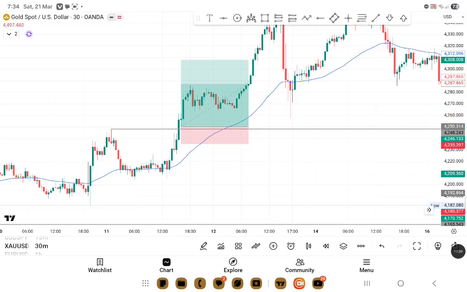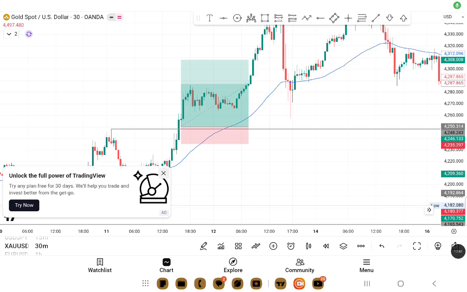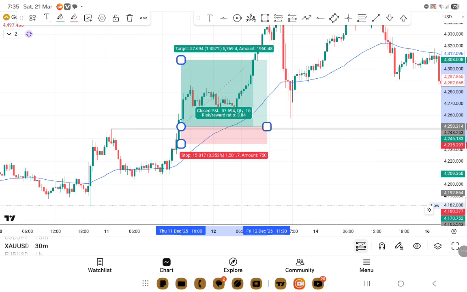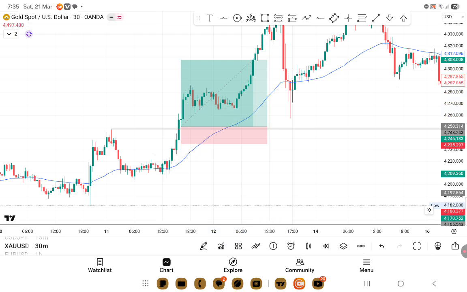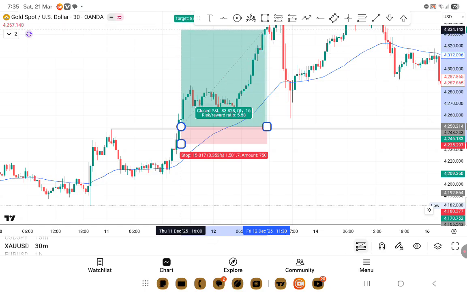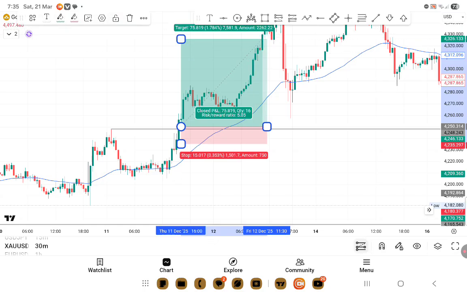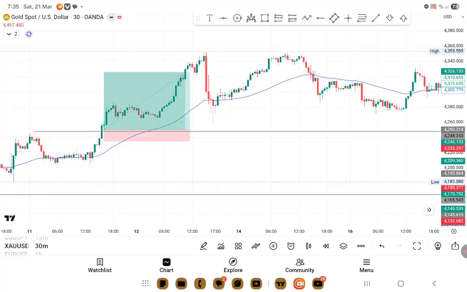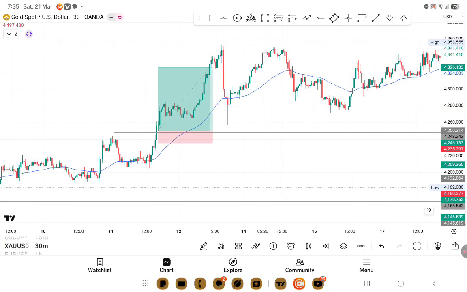It gave us our 1:3. No pressure, no rush. It can still give us 1:5 even. But the thing is this: whenever you place a trade like this and it ends in a loss, like the market touches your stop loss, just know that the trend has changed. So you should be going for a reversal.